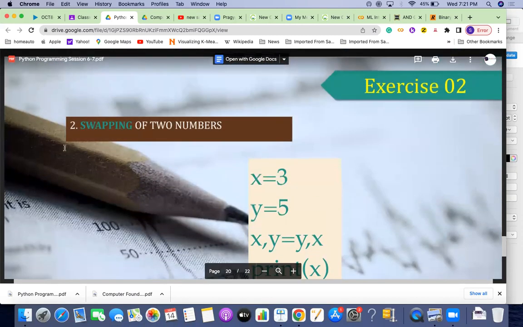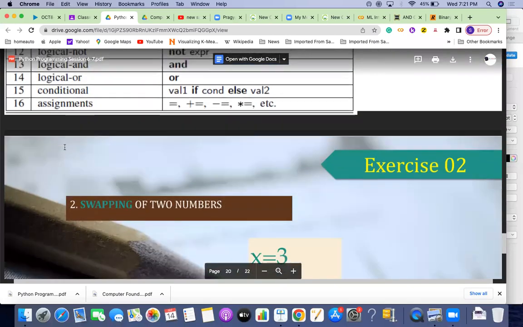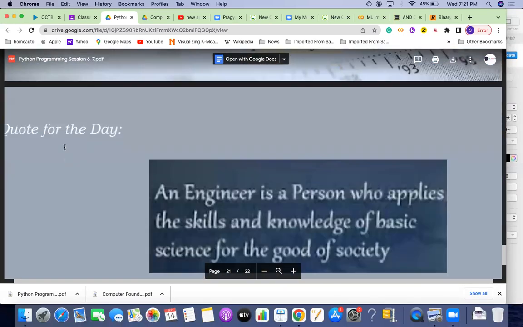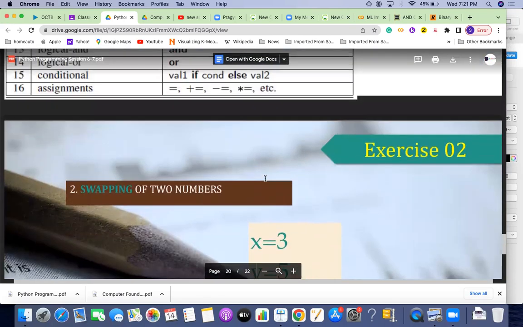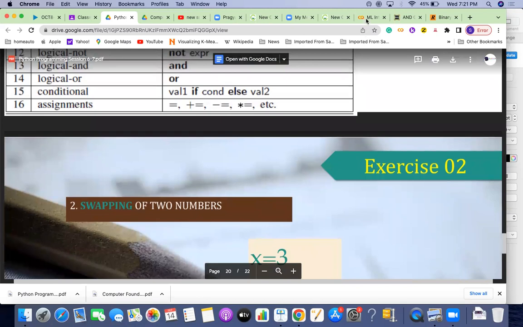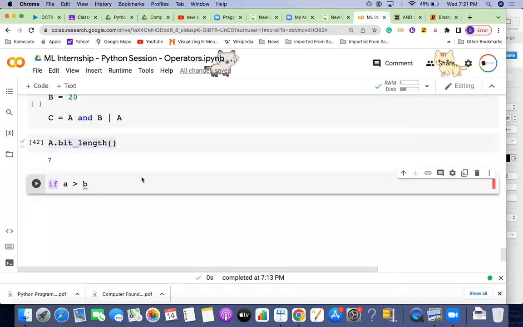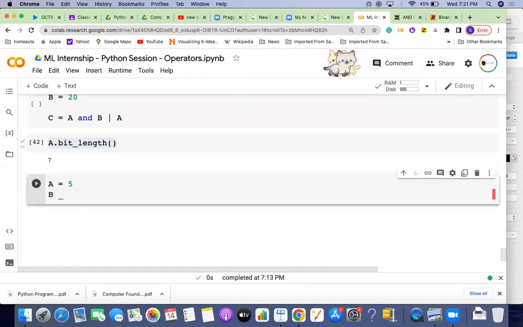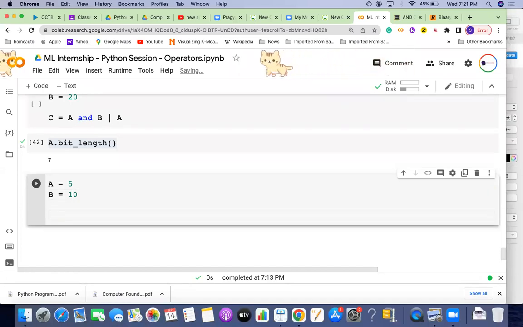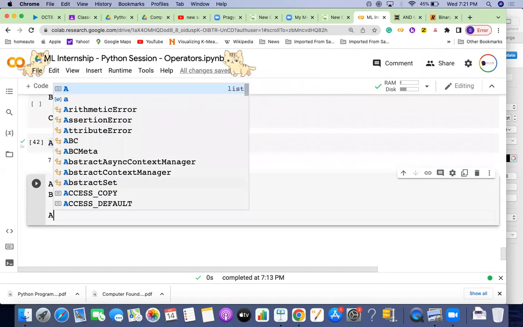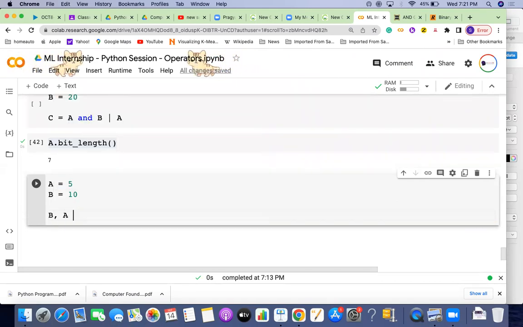So I am done with the session. Let me do one last example: how should we swap two numbers? Assume A is equal to 5 and B is equal to 10. How to swap two numbers? In Python, it's much easier. To swap, write B comma A equal to A comma B.